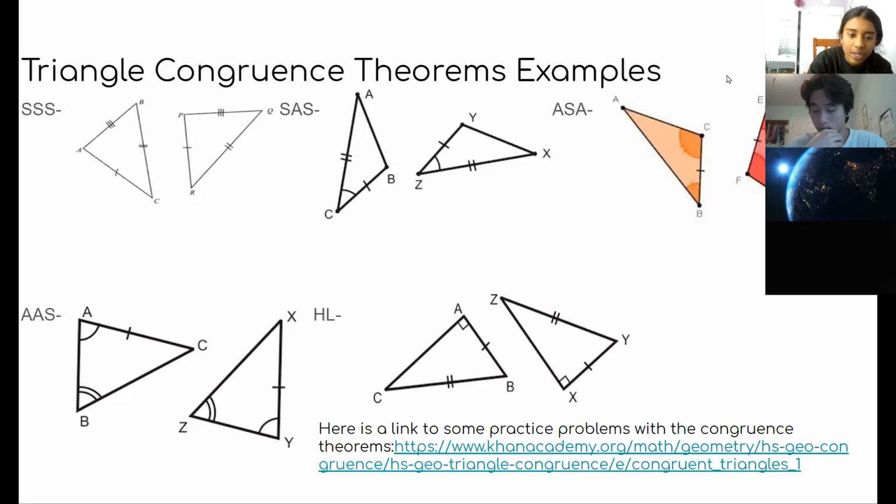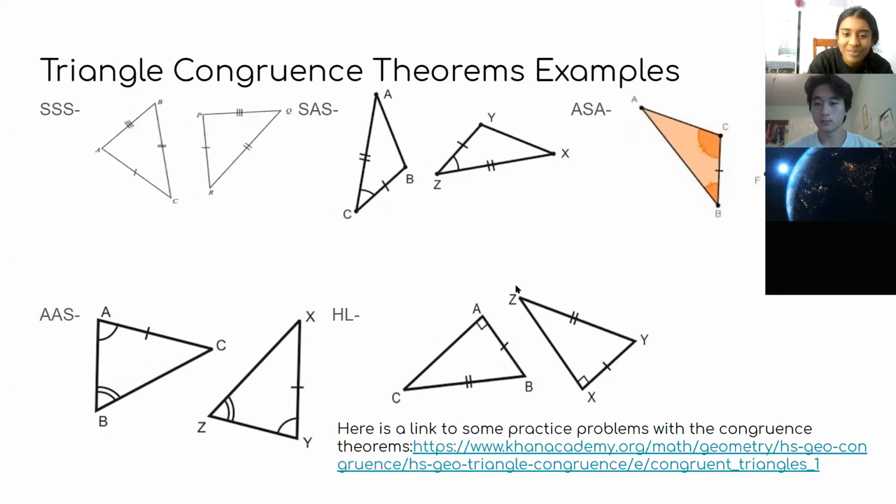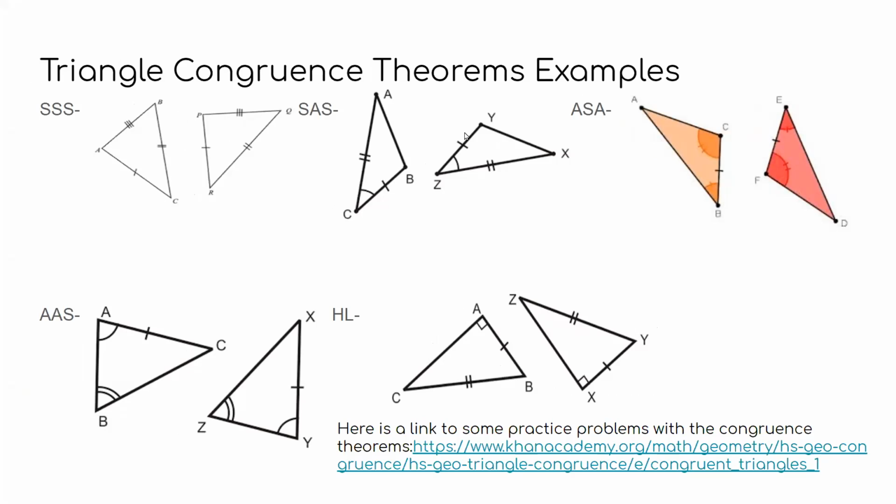And then here again, we have HL, hypotenuse leg. You can see that these are both right triangles. And side AB and XY are the same. And we already know that angle X and angle A are going to be the same because they're both 90 degrees. And then side YZ and side CB are also the same. And we can prove using the Pythagorean theorem that side XZ and side AC are the same. And therefore all the angles will also be the same because the sides are all the same. SSS.